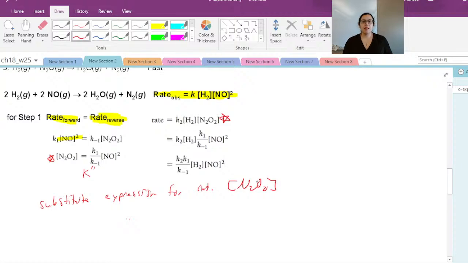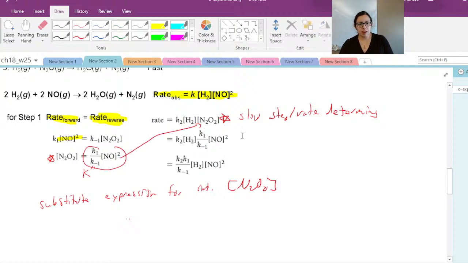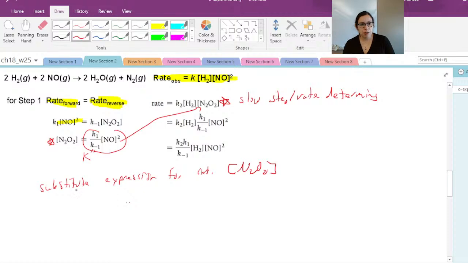here. So this is our slow step. They told us that, rate determining. But again, we want to express this in terms of reactants. So that's all we're going to do now is substitute this in for there. So that's all they've done. So I'll just rewrite it as well.